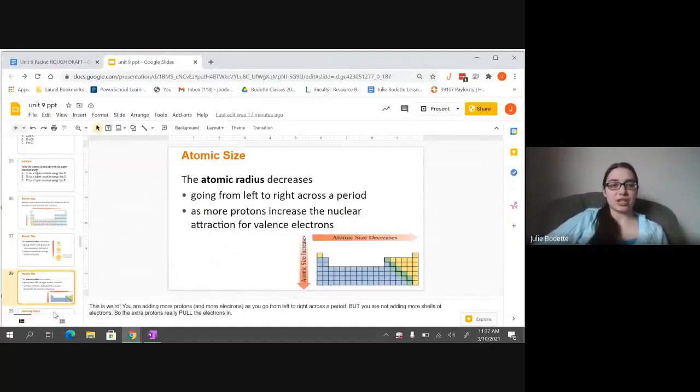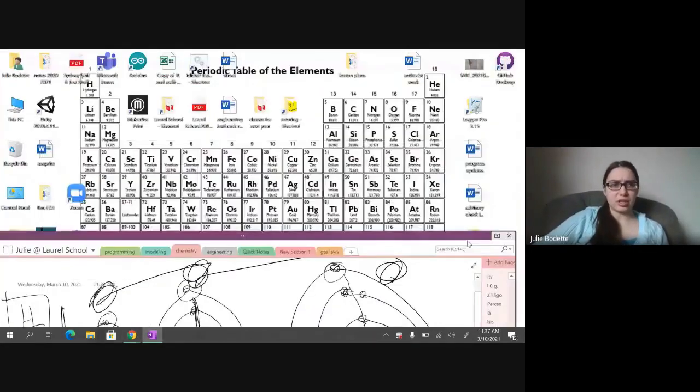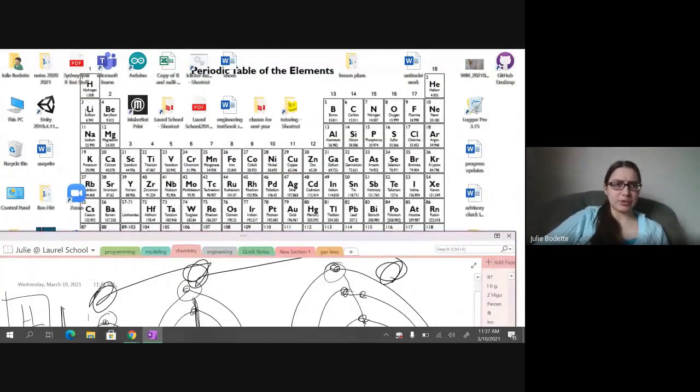So let's talk about atomic size as we go from left to right, because this is weird. You might think as you go from left to right, atomic size would increase, right? Because they're getting more things. Lithium's got 3 protons, beryllium's got 4, boron has 5, and so on. So we're getting more protons and more electrons as you go from left to right. So you might think, well, there's more stuff, so it's bigger, right?